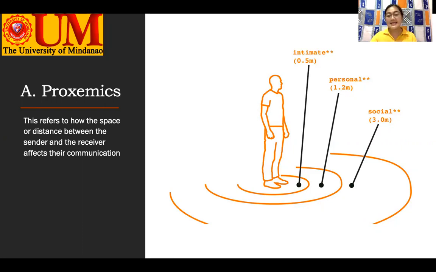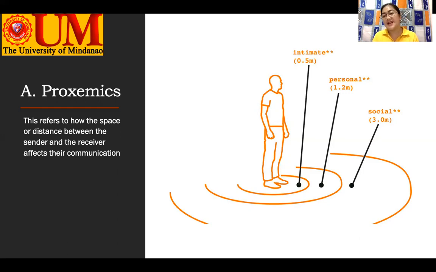And the distance or the space as well will identify the relationship between the sender and the receiver, because there are different types of distance when we talk about proxemics. So there is intimate distance, there is personal distance, and there is social distance. There is also public distance.